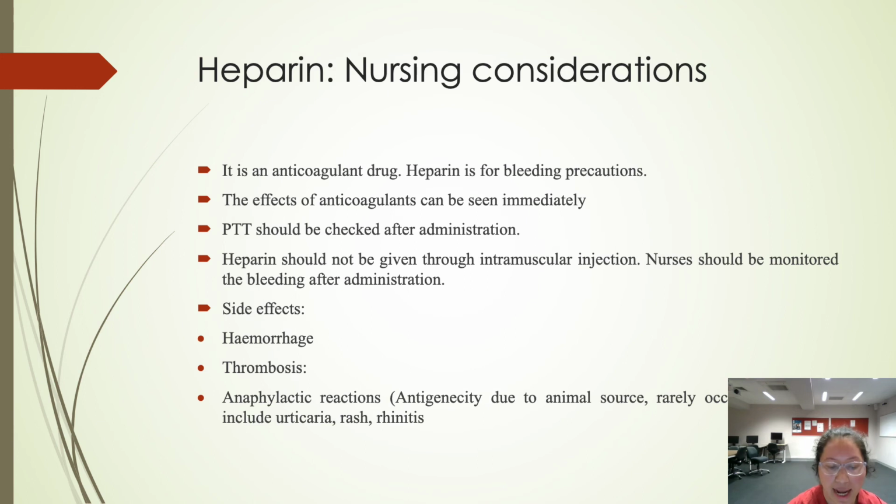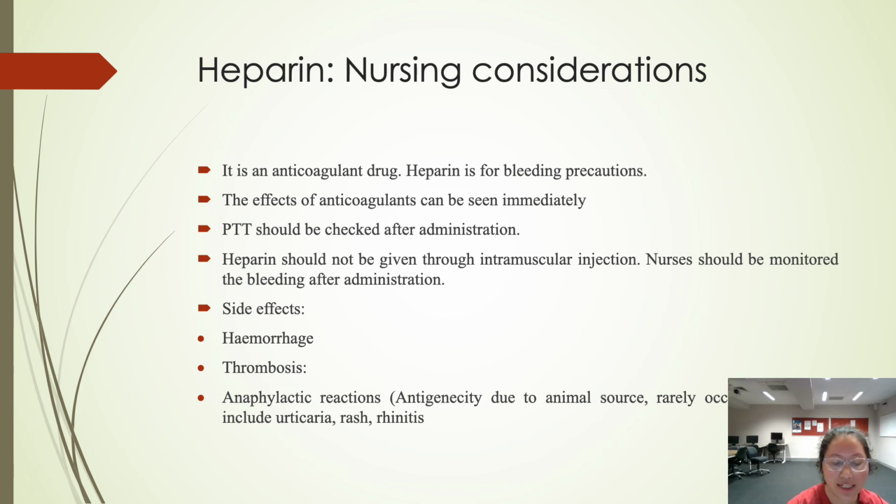Heparin. It is an anticoagulant drug. Heparin is used with bleeding precautions. Some side effects are hemorrhage, thrombosis, and anaphylactic reactions. Nursing considerations of heparin are: the effects of anticoagulants can be seen immediately. Partial thromboplastin time should be checked after administration. Nurses should monitor for bleeding after administration.